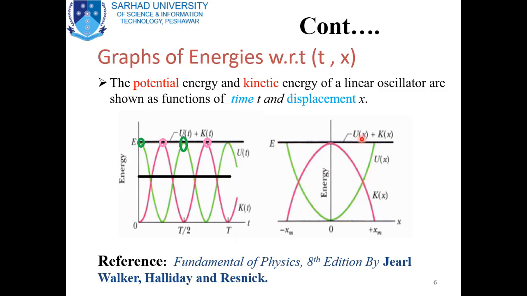So in this slide we discussed the energy of a simple harmonic oscillator: all three energies, the kinetic energy, the potential energy and the total energy, with respect to time and with respect to position. And in both plots it is understood that the total energy remains the same, and the kinetic and potential energy change from 0 to maximum.